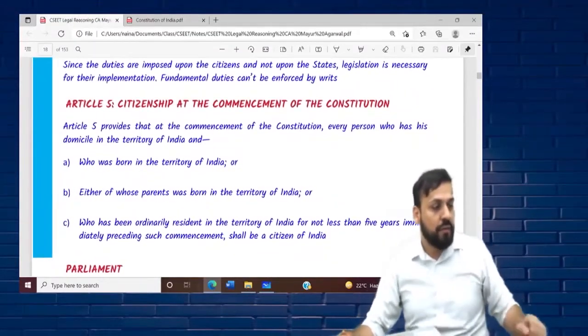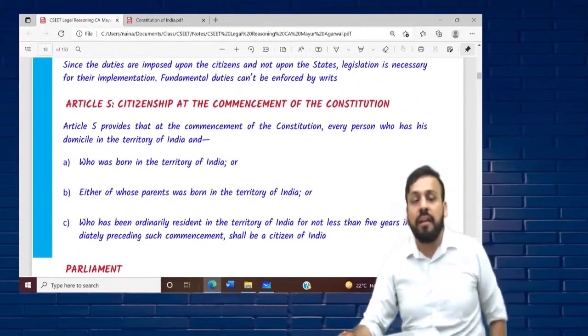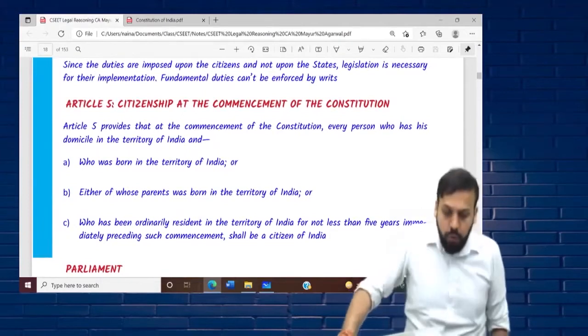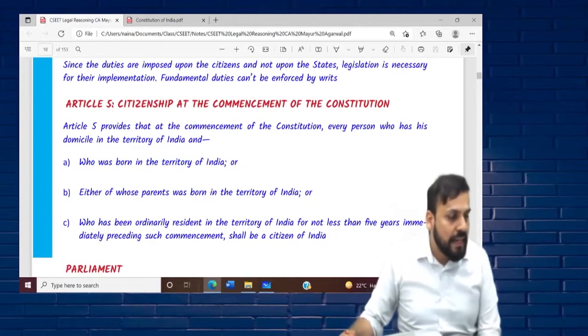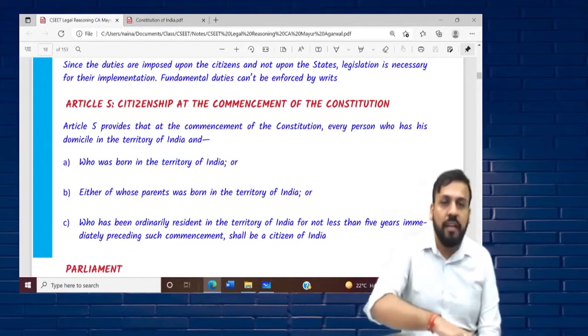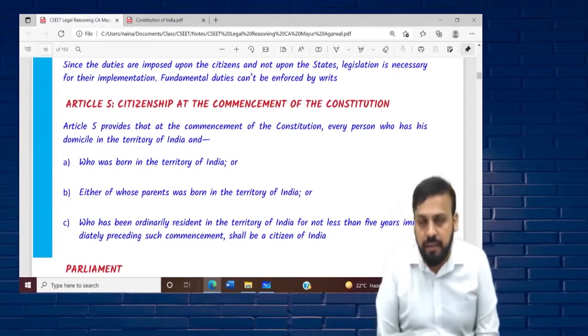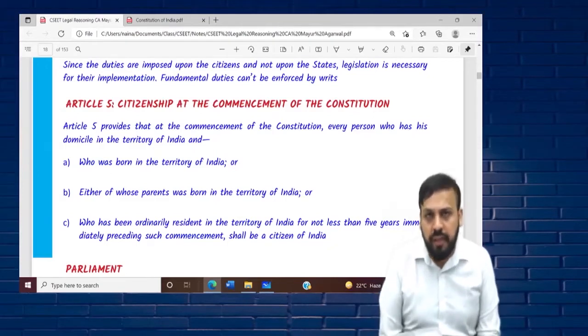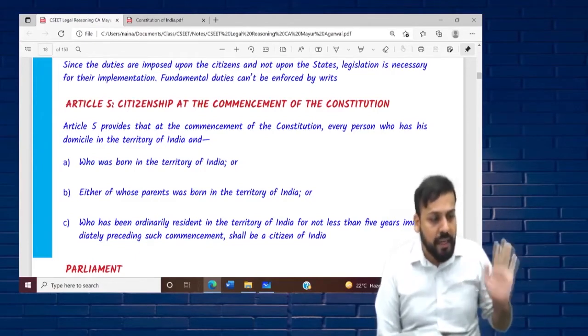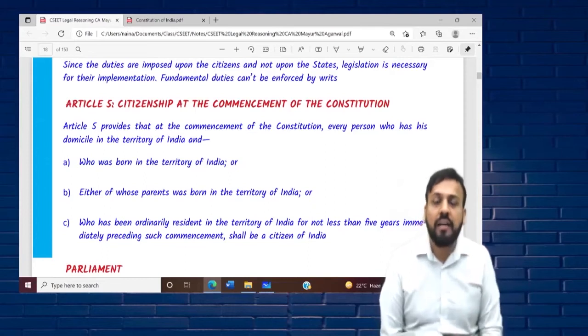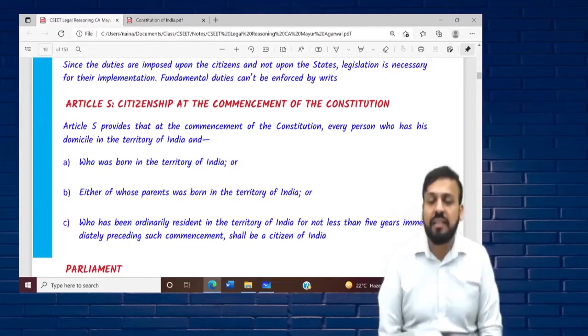Article number 5. Those who are born in the territory of India, or whose parents were born in the territory of India, or who have been residing in India for not less than 5 years when the Indian Constitution commences. Whenever the Indian Constitution came, obviously Republic Day, okay, and those who came to India before that and stayed in India for more than 5 years are citizens of India.